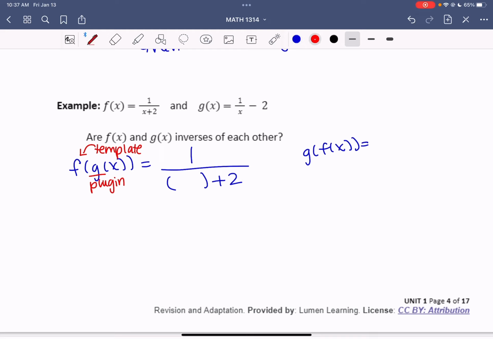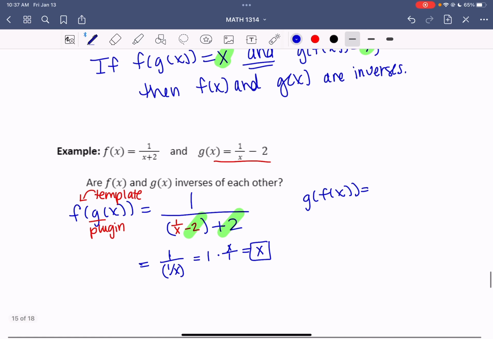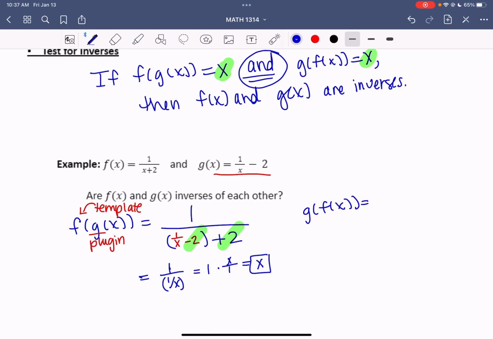So I'm going to have 1 over something plus 2. G is going to be your plug-in. So this is my G equation. I'm going to say 1 over x minus 2. This is why you always need to be able to clean this up so we can actually see if it gives us that x that we want. So x minus 2 and plus 2 are going to cancel each other. So it's going to give me 1 over x. And then you're going to keep change flip, or you're going to say 1 multiplied by flip that over. You can see that gives me an x.